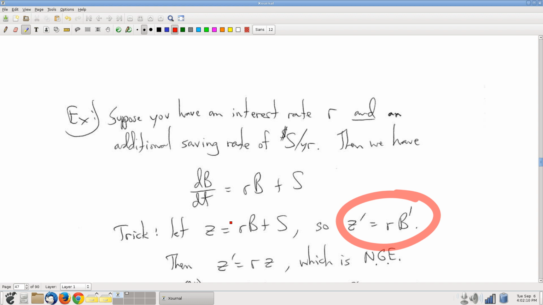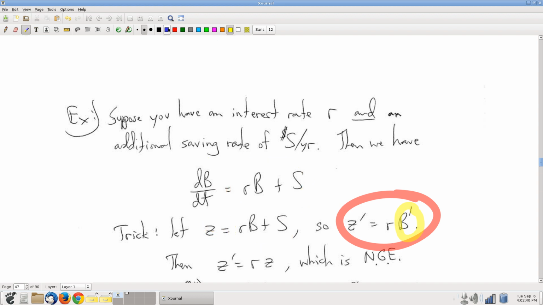And now let's ask the question, what can we say about B prime? Well, B prime is the derivative of B. This equation here says that that's equal to RB plus S. And this equation here says that's equal to Z. And let's take a moment to let that settle in. This B prime is exactly Z.